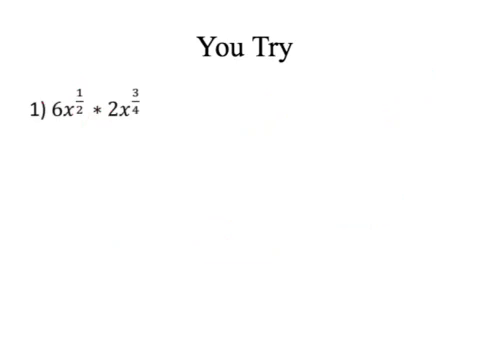Okay, I'll pause the video and do this you try. The first thing you want to do on the you try is multiply your 6 times 2, which would give you 12. And you have 1/2 plus 3 over 4. The common denominator between 2 and 4 would be 4.